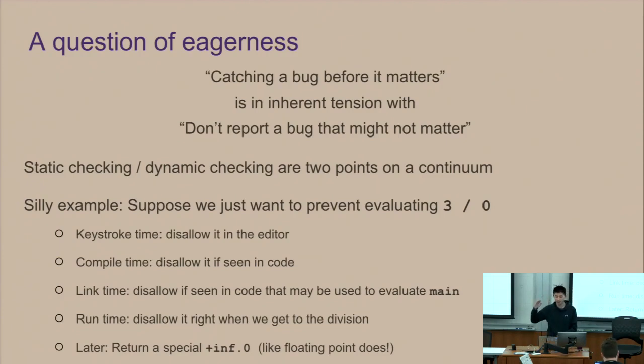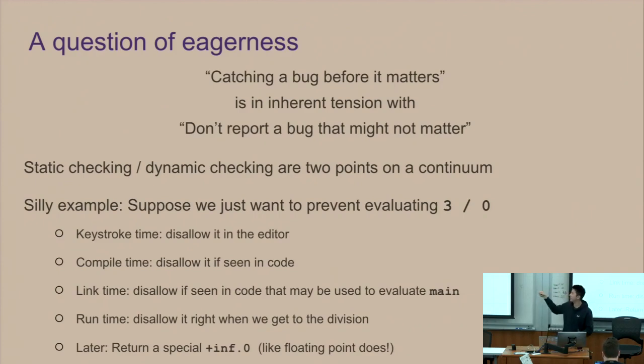It can also happen at compile time. When the code is compiling, whenever the compiler sees 3 divided by 0, even though this is never run, it will stop you from doing that. It can also happen at link time, which is a stage in the compiler that pulls all the dependencies for the code you're running and is about to produce an executable. It can stop you whenever it sees that the main function, the function everyone is going to run, uses 3 divided by 0.